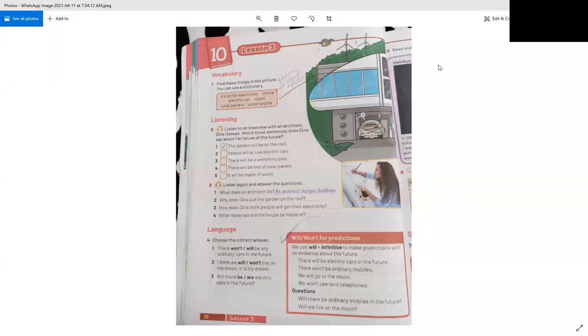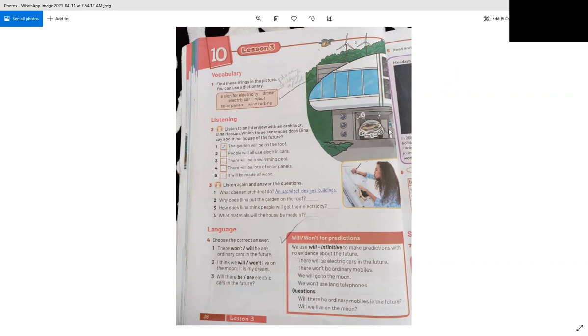Now we're going to read some vocabulary here in lesson 3. Look at this box, a sign of electricity. And we have drone. What is a drone? Drone is a plane without a pilot. Again, a plane without a pilot is called a drone.